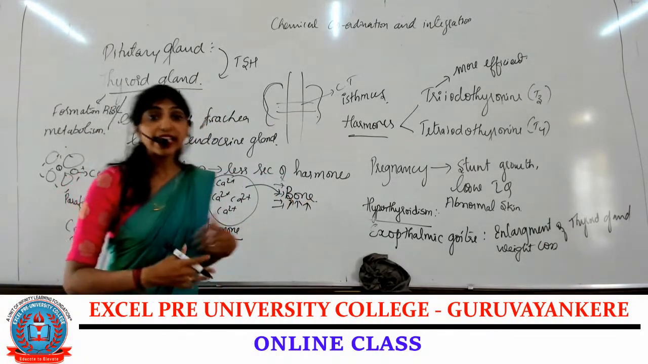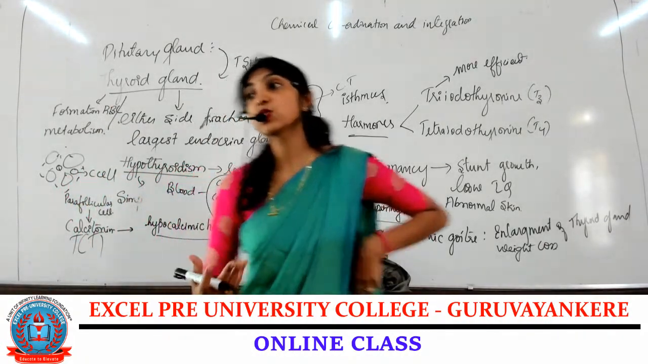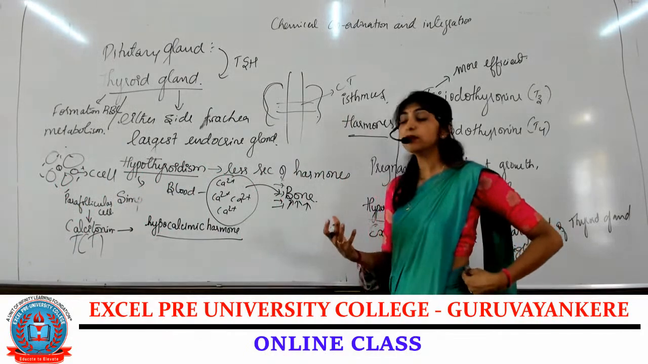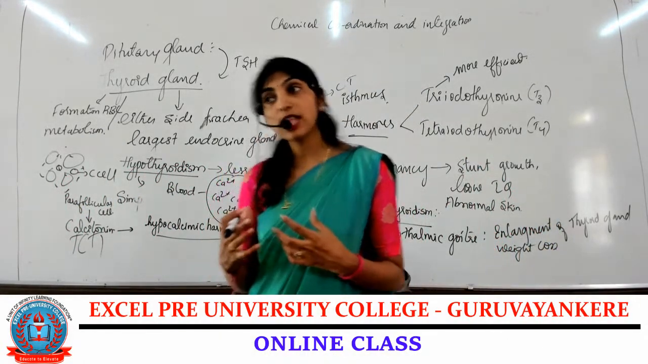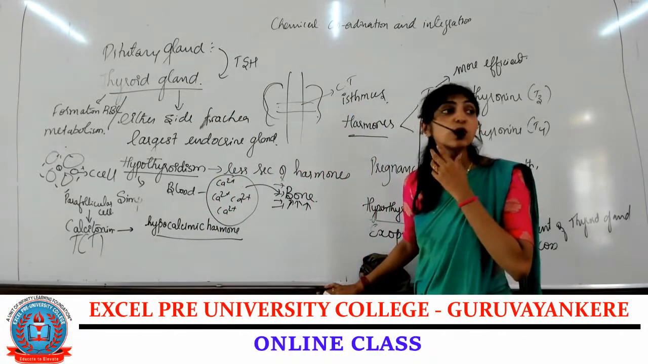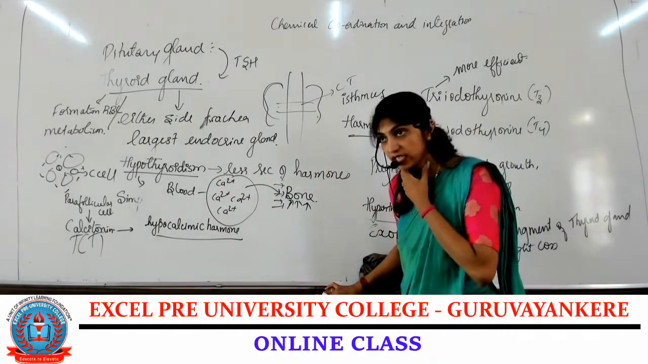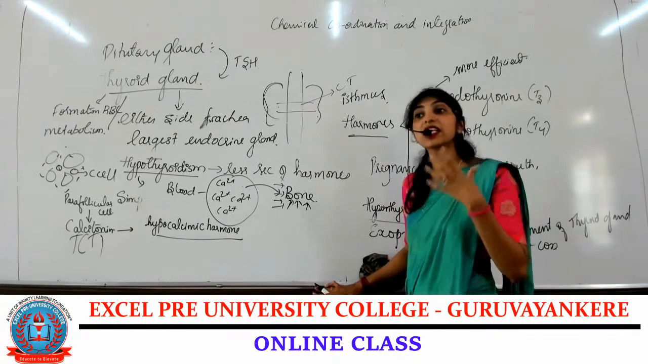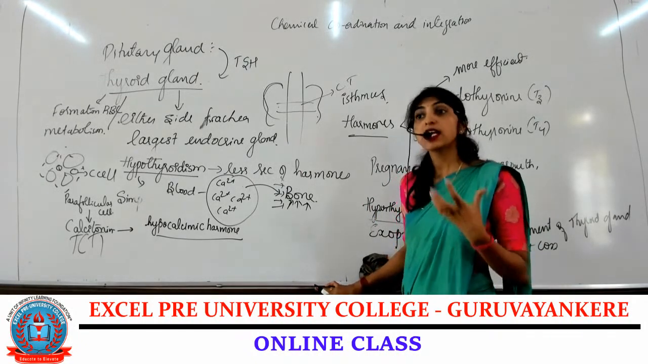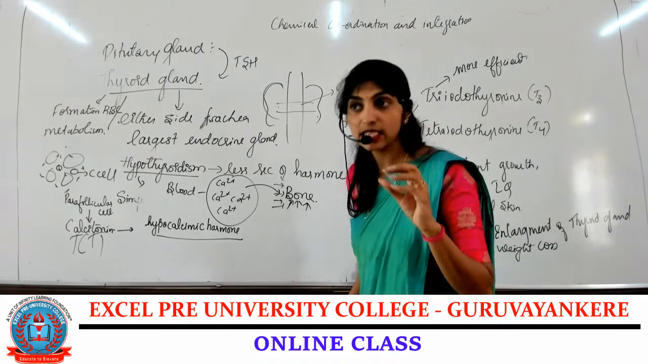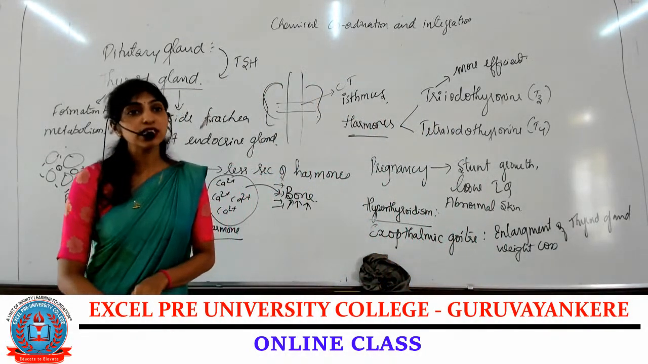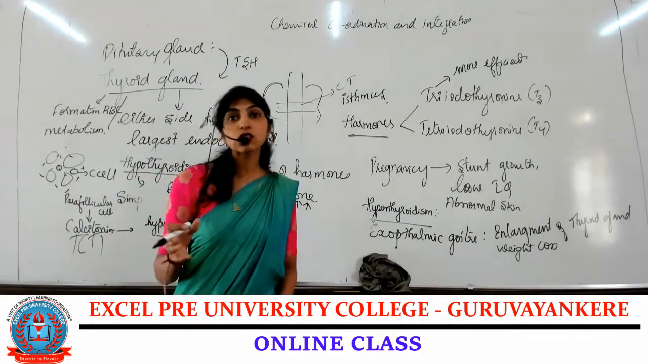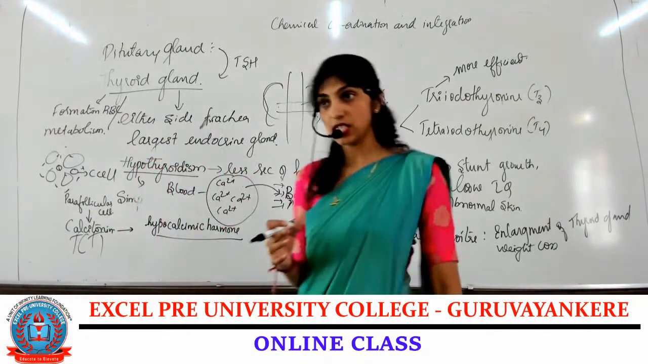Then coming to excess secretion of iodine, that leads to hyperthyroidism, and the condition is called exophthalmic goiter. It leads to enlargement of the thyroid gland, and the person will have a high metabolic rate and also protruding eyes and weight loss. Okay, these are the main symptoms, and all together this is also called Graves' disease.